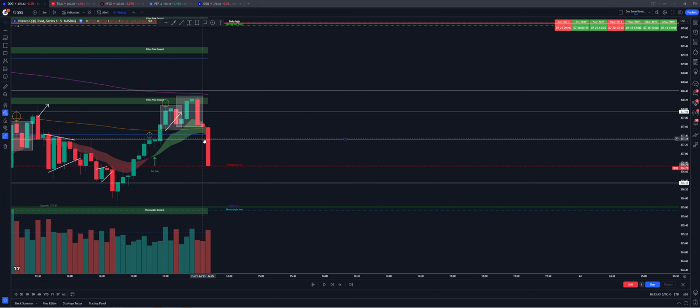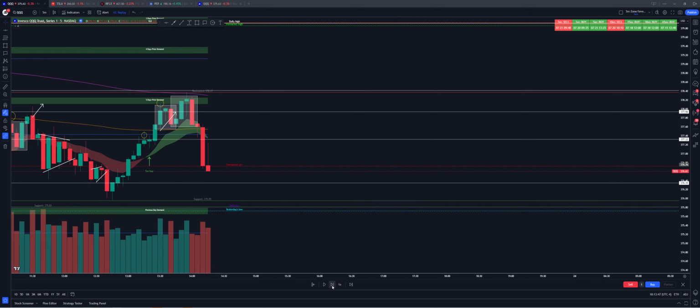And it actually happened before. So we wicked past. We never actually closed below these areas. We just got this huge dump right to pre-market low again. And that's a strong level, so we bounced there.